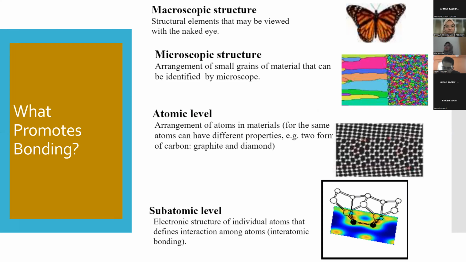This material, when we talk about the macroscopic structure, is a structural element that may be viewed with the naked eye. We don't need any equipment to see that. I can see the table, I can see the bag, I can see my bottle. This is a macroscopic structure.